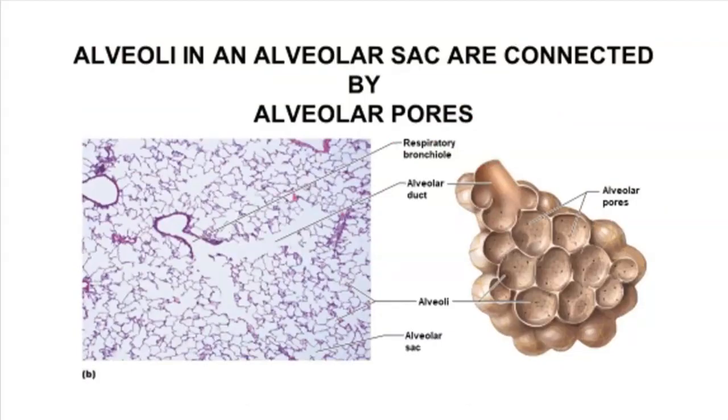We see that the alveoli are not independent of one another, but they are connected to one another through these alveolar pores. And alveolar pores function to equalize the air pressure throughout the lung, and they also provide alternative routes for air if blockages happen to be present.